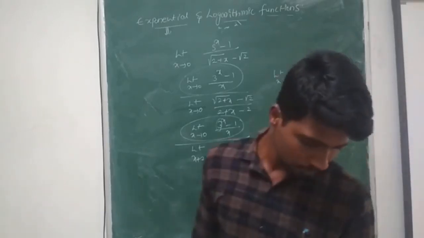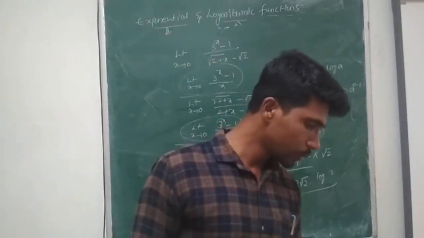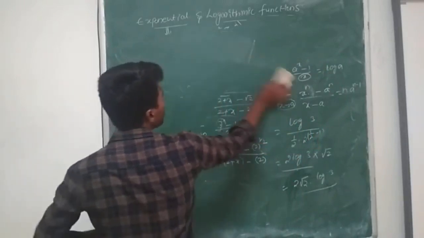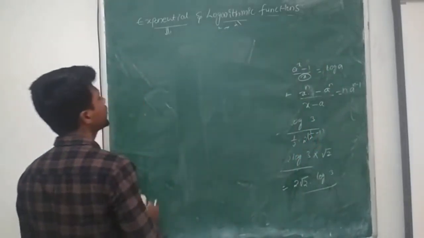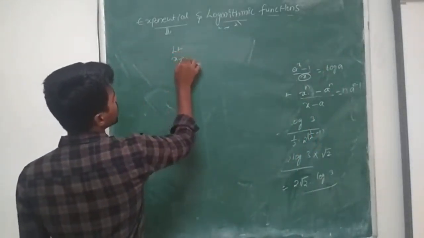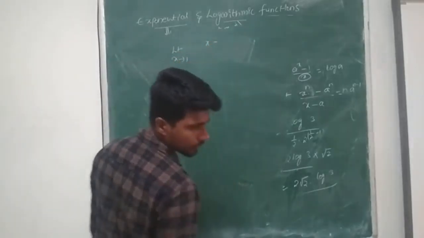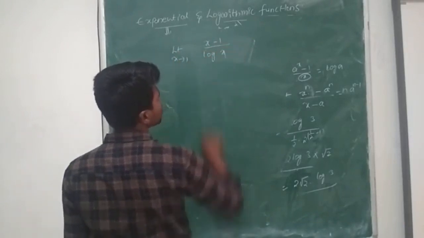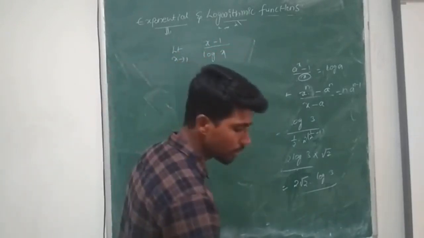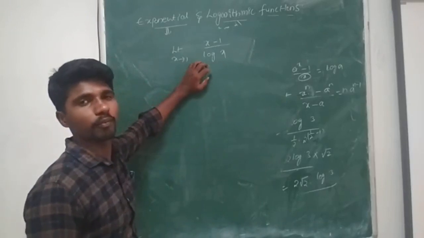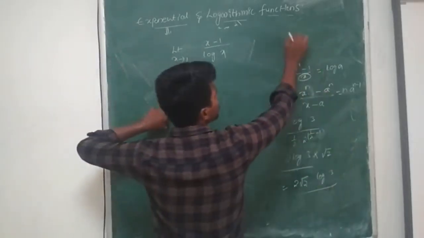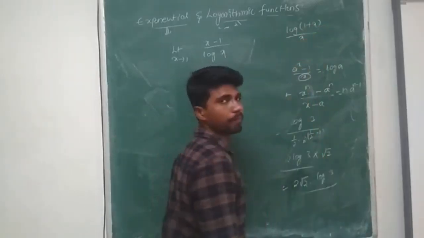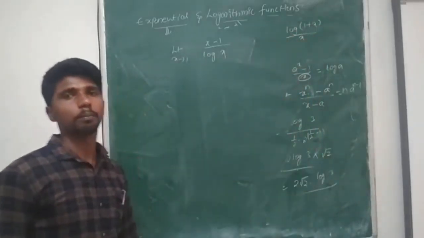Next one. We shall see the next one. Limit x tending to 1, (x minus 1) by log x. So I have to convert this into the logarithm form. In logarithms, what relation do we have? Limit of log of (1 plus x) by x.